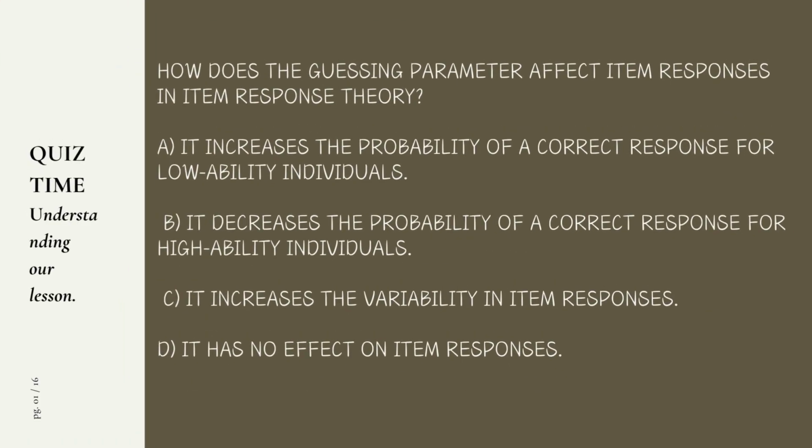How does the guessing parameter affect item responses in item response theory? A. It increases the probability of a correct response for low ability individuals. B. It decreases the probability of a correct response for high ability individuals. C. It increases the variability in item responses. D. It has no effect on item responses.